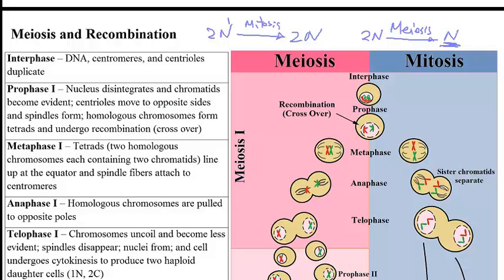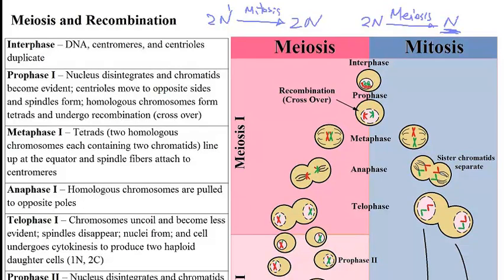All right, so now let's go over all the phases of meiosis and discuss what recombination is that happens during this phase. Meiosis starts with interphase, during which time DNA, centromeres, and centrioles will duplicate. Then we have prophase 1. Similar to mitosis, during this time, the nucleus disintegrates, chromatids become evident, and centrioles move to the opposite sides of the cell and form spindle fibers. At this time, homologous chromosomes form a tetrad and undergo recombination, the other name for which is crossover.